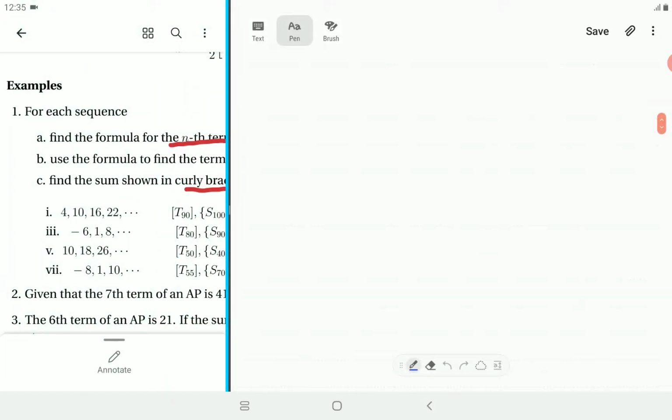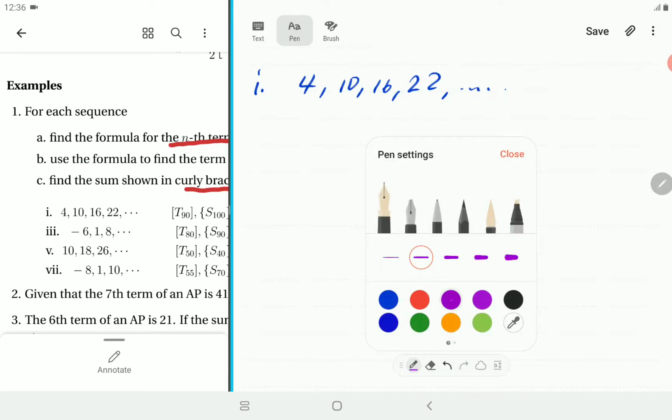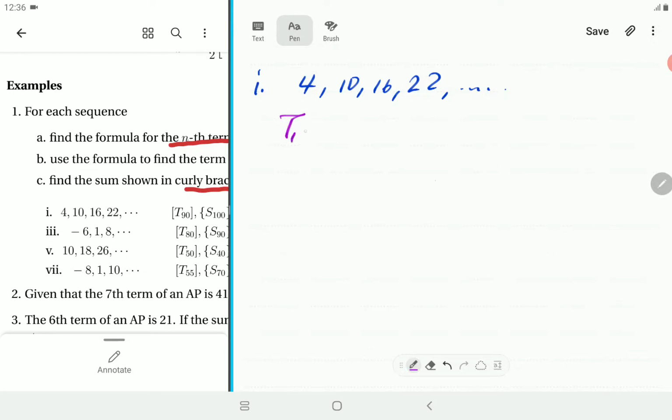So in the first one, we have the first terms given: 4, 10, 16, and 22. The sequence continues like that. So the first term is going to be 4. We just read it out from the given terms. Then the common difference is going to be second term minus first term. So the common difference is 6.